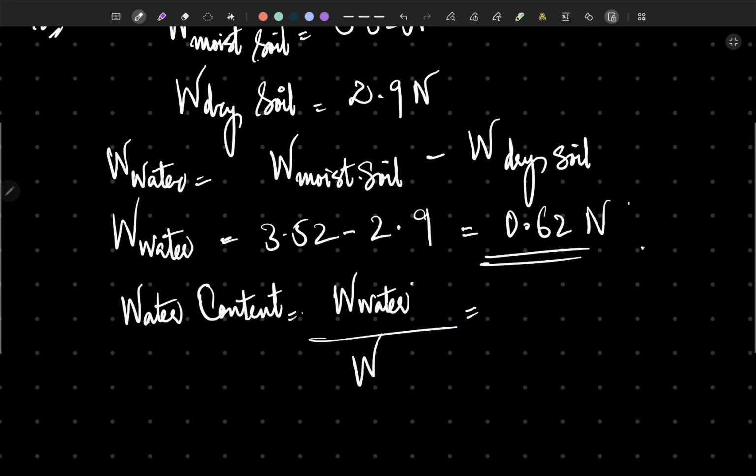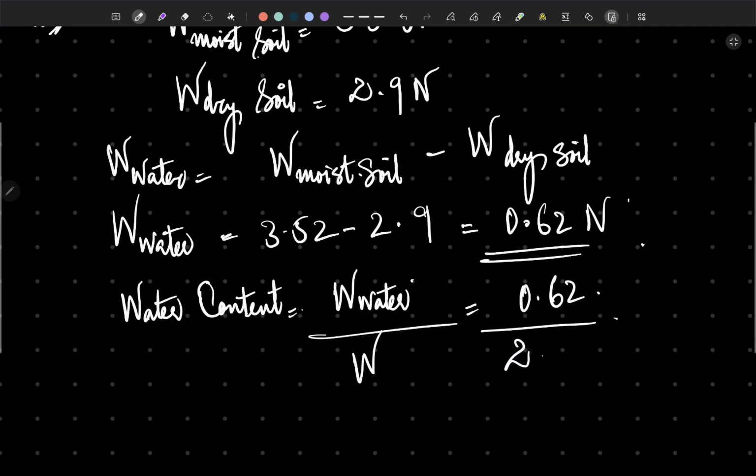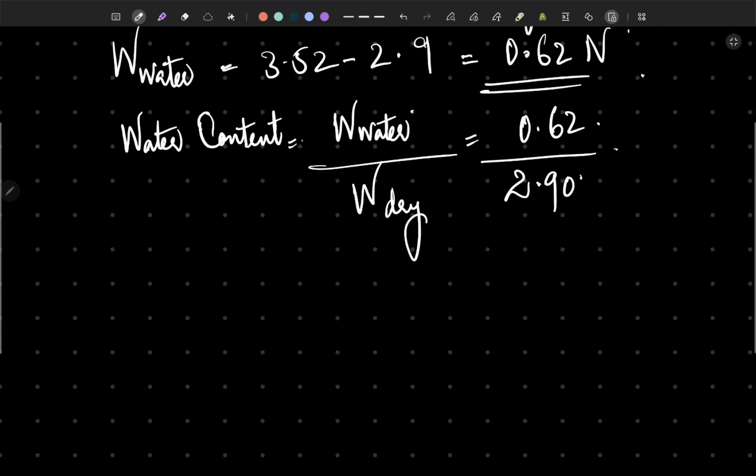This will be how much? Weight of water is 0.62. Dry soil is 2.90. So the water content is equal to, by calculations, 21.38%. This is the water content in this soil sample. It is 21.38%. All right.